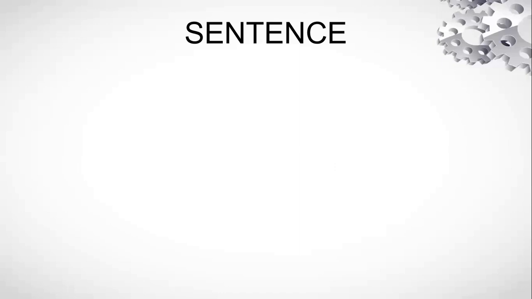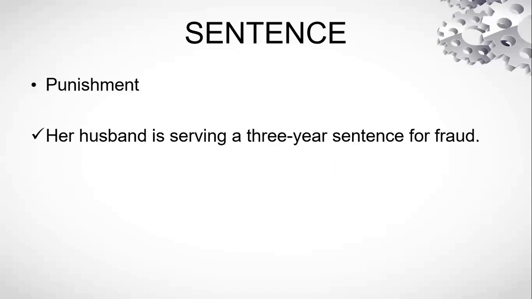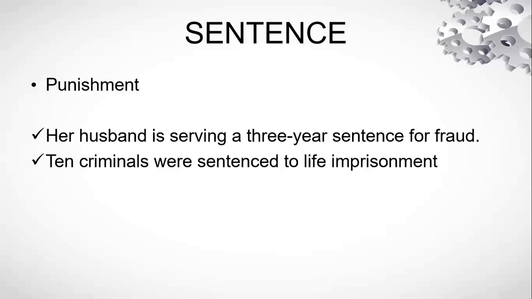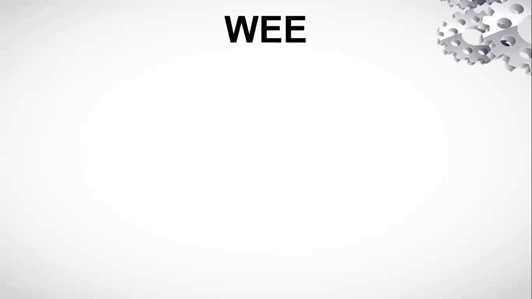The next word is sentence. If we talk about a sentence, it's a group of words which gives complete meaning, a sense. But as we are talking about unusual meaning, let's check. It means punishment. Her husband is serving a 3-year sentence for fraud. 10 criminals were sentenced to life imprisonment. So what does it mean? Punishment. It can be used in this context as well. So don't get confused if someone uses it in any other context.